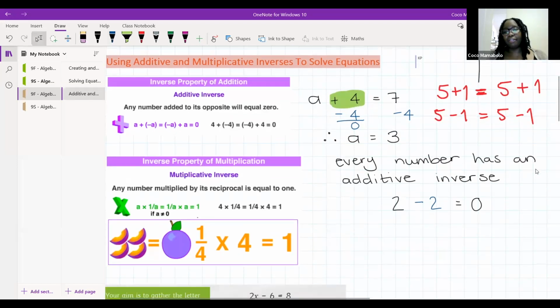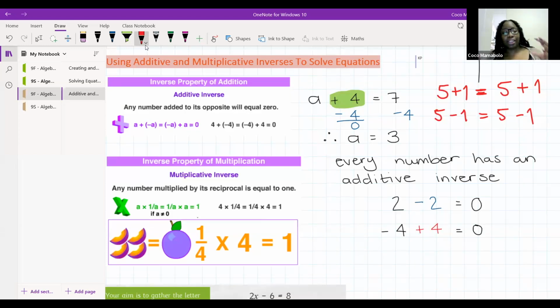Now here's my next question. If I have -4 and I want my answer to be 0, what do I need to add to -4 for my answer to be 0? That's it, Mpho. Good, Raven. Excellent, Mohau. That's it. If I want my answer to be 0, I need to add 4.